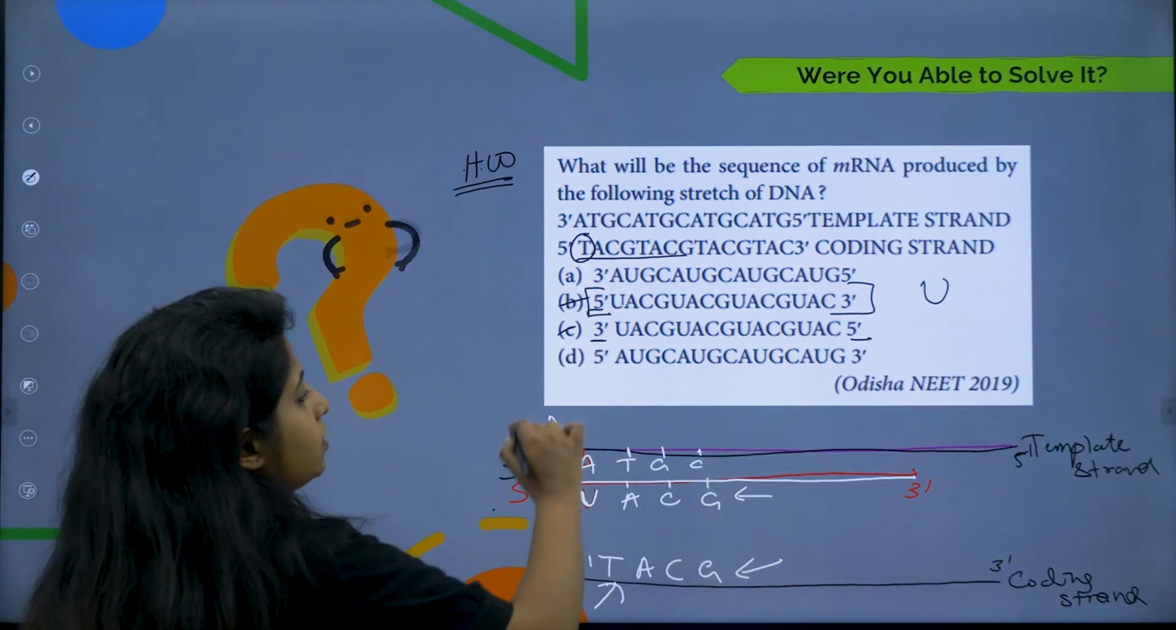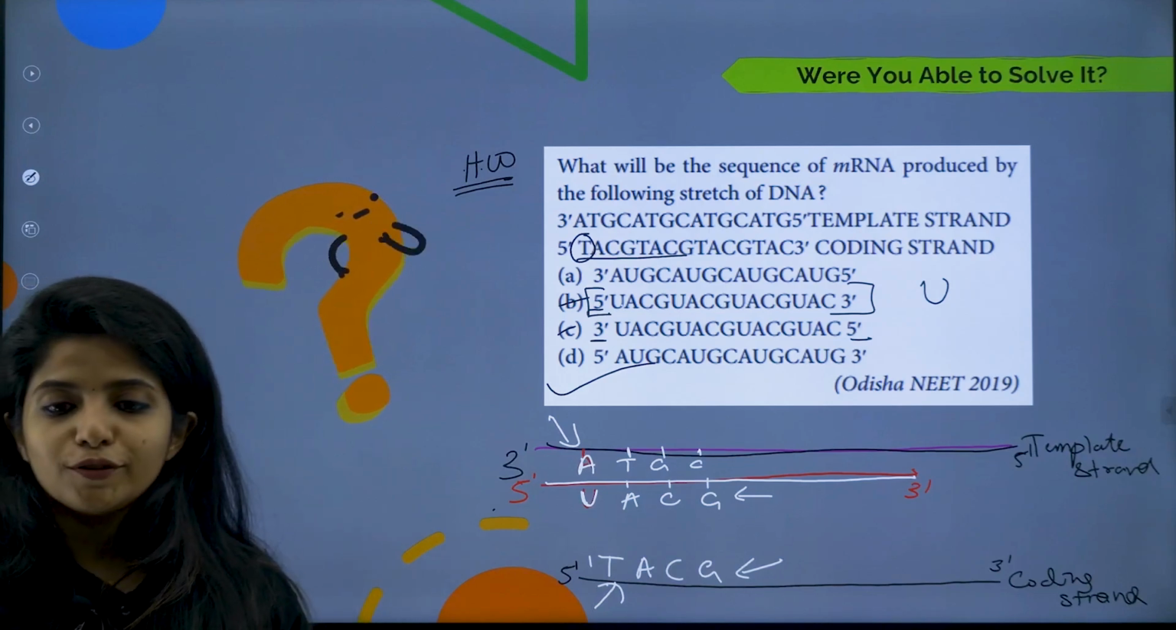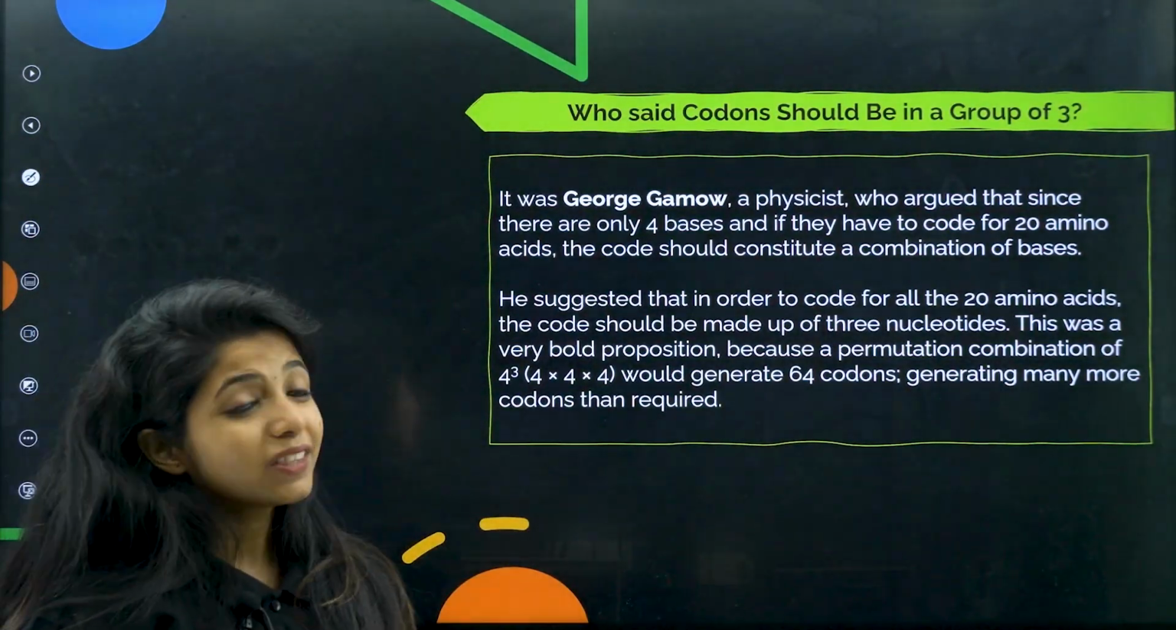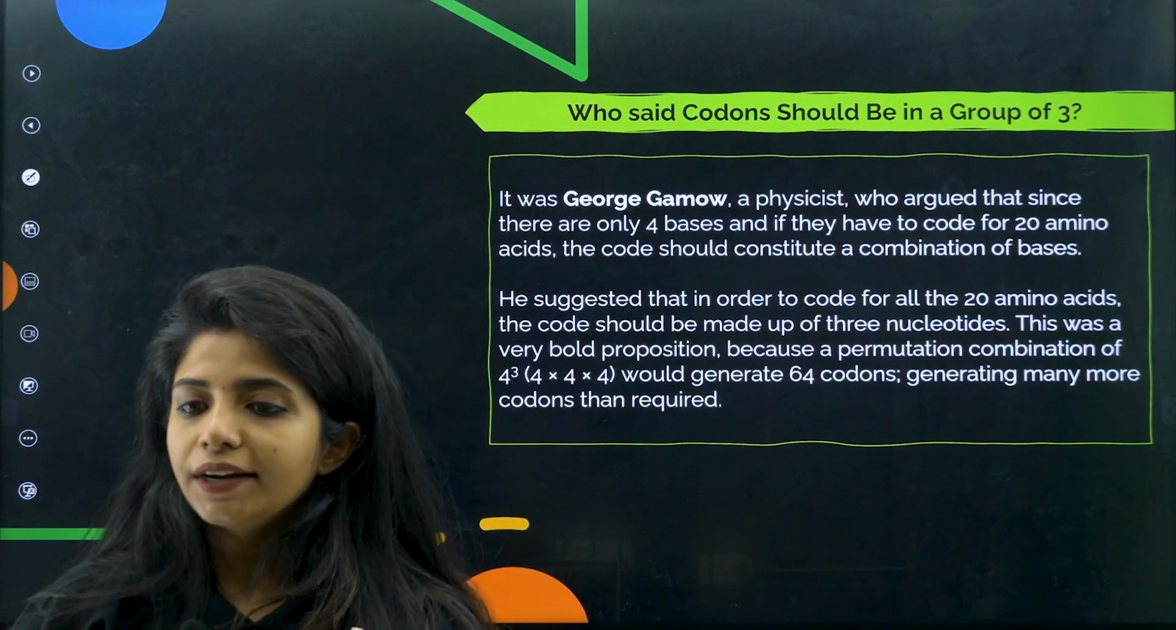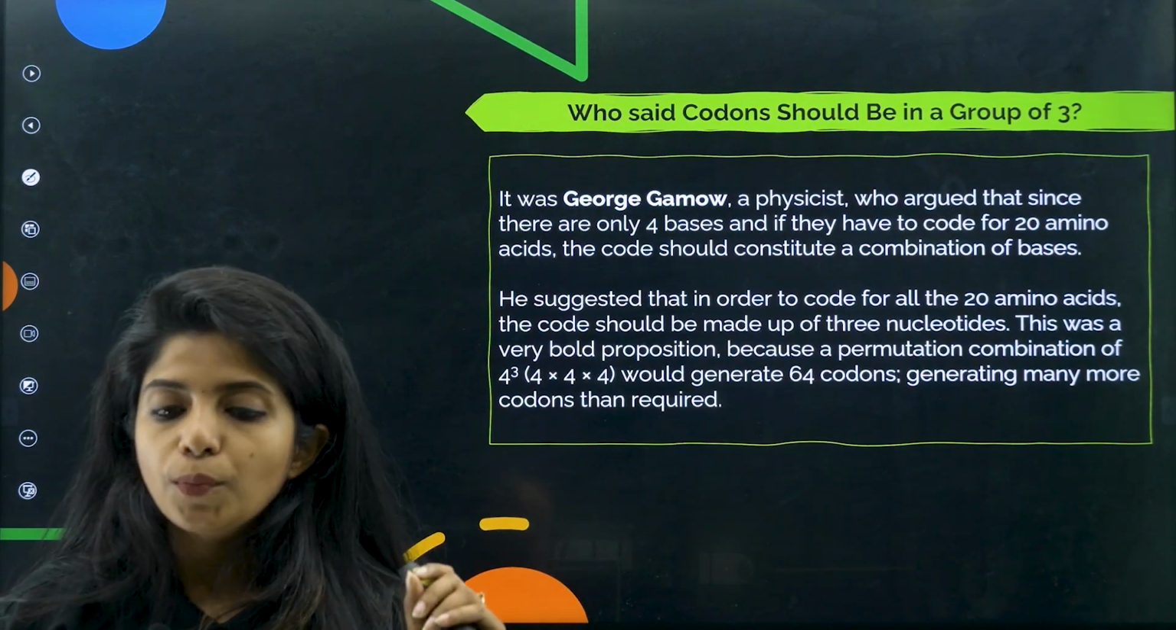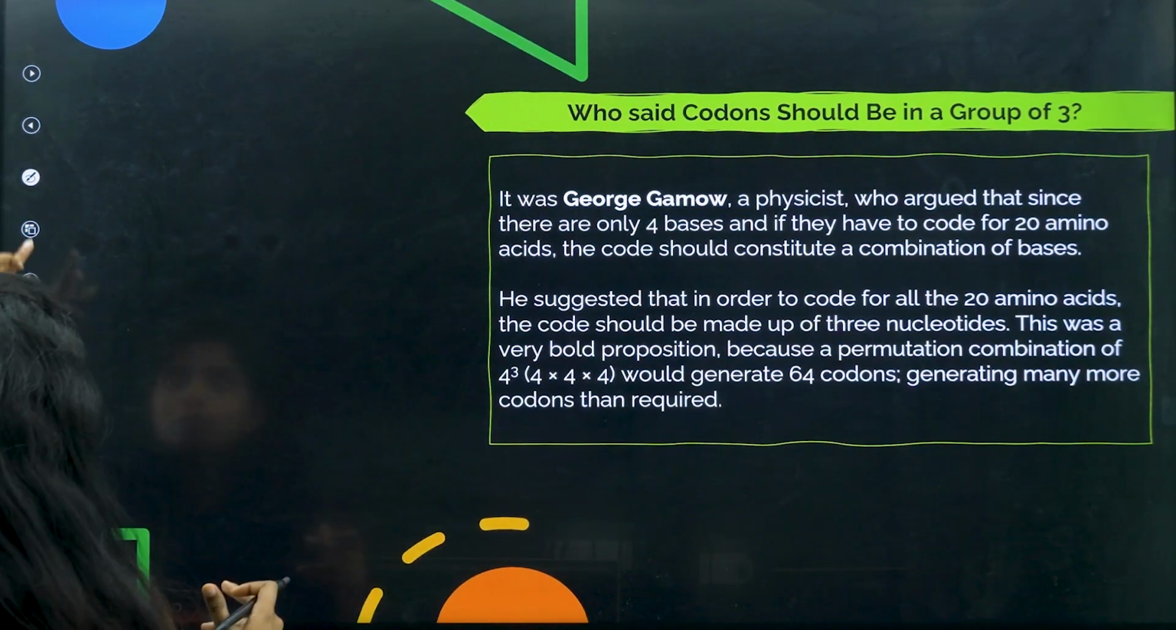This came in 2019, and I hope you were able to do that. Now, going ahead with today's topic. So, let's start. Who said codons should be in a group of 3? What are codons, which you should know first?